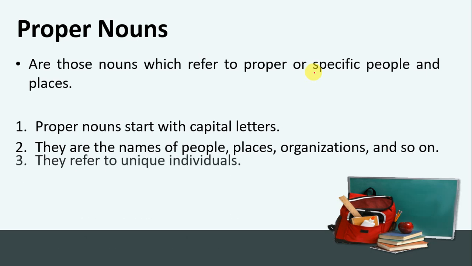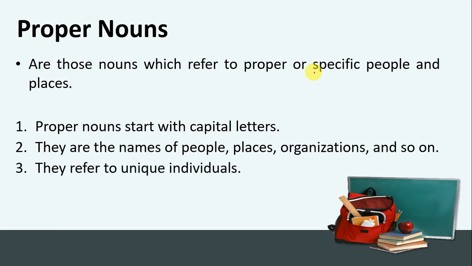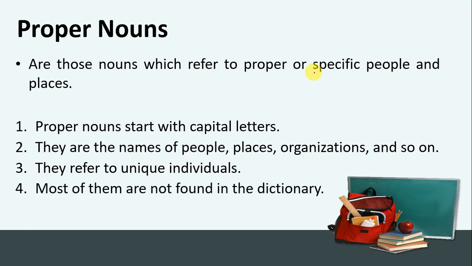The second thing: they refer to unique individuals. We don't have another person just like that. For example, if there are two people by the name of Ahmad, they will be different, but they are unique. They are not similar. Third, most proper nouns cannot be found in the dictionaries. If you Google proper nouns, you may not find the meaning, because proper nouns cannot be defined. They refer to a specific person, place, or thing.